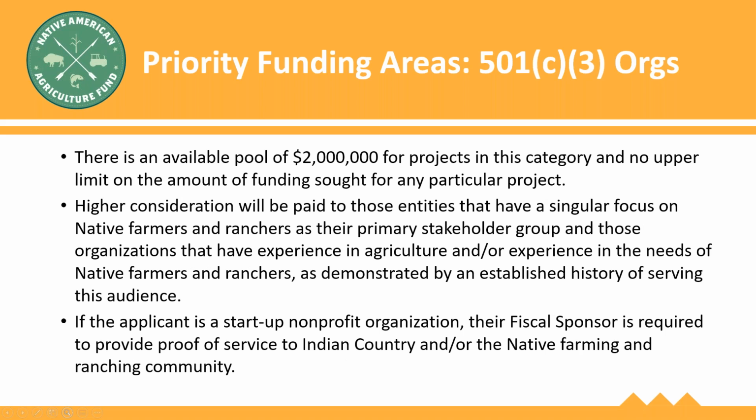There is an available pool of $2 million for projects in this category and no upper limit on the amount of funding sought for any particular project. Higher consideration will be paid to those entities that have a singular focus on native farmers and ranchers as their primary stakeholder group, those organizations that have experience in agriculture, are experienced in the needs of native farmers and ranchers as demonstrated by an established history of serving this audience.